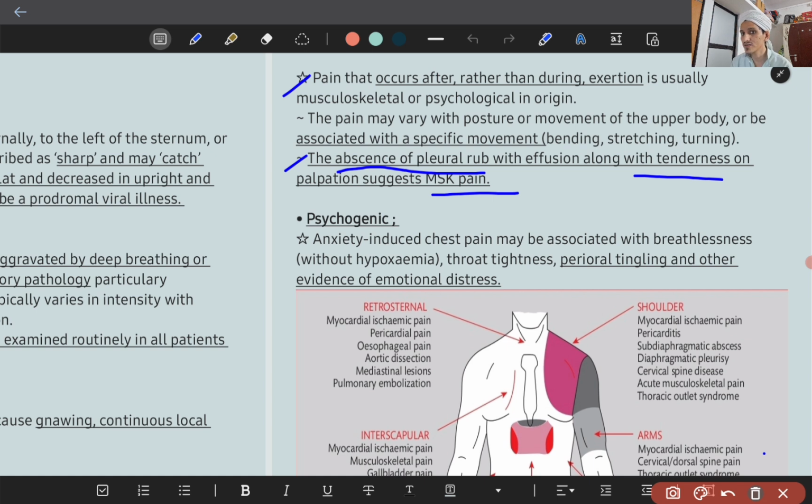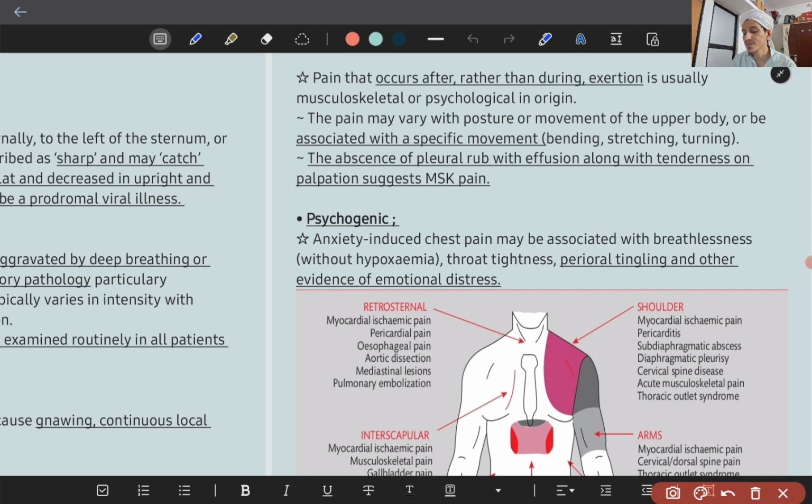Coming to the psychogenic cause of pain, anxiety induced chest pain may be associated with breathlessness without hypoxemia. So here there will be no drop in saturation, and it will be associated with throat tightness and perioral tingling and other evidence of emotional distress. So these are the causes.